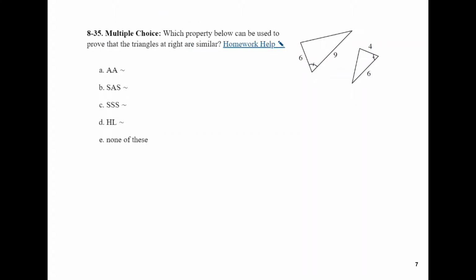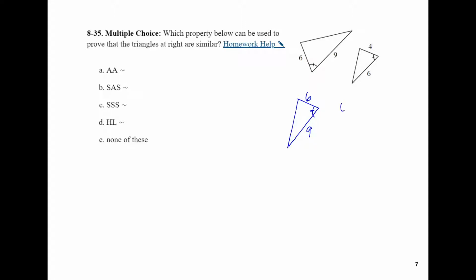8-35 is a multiple choice question, which is common on the ACT. Which property below can be used to prove that the triangles at right are similar? So looking at our two triangles, we want to make sure and compare similar sides. So if I flip my top triangle over so that my angles are lined up, I can then line up my angles. I know that this side of my triangle is 6, this side is 9.